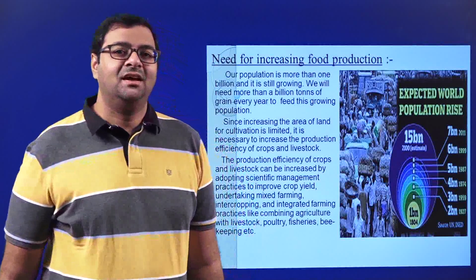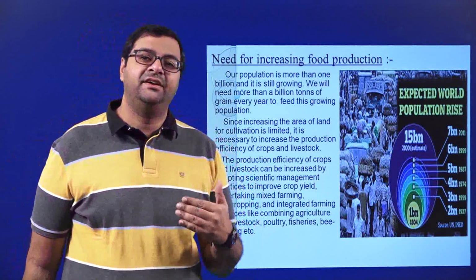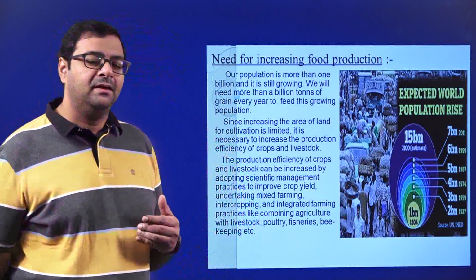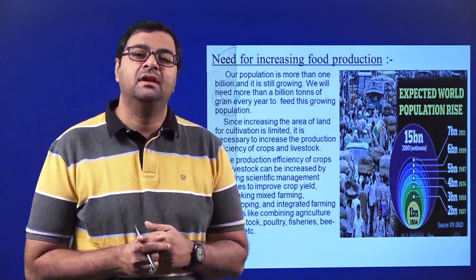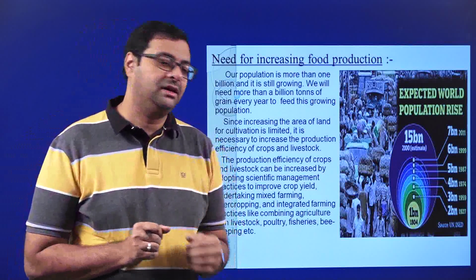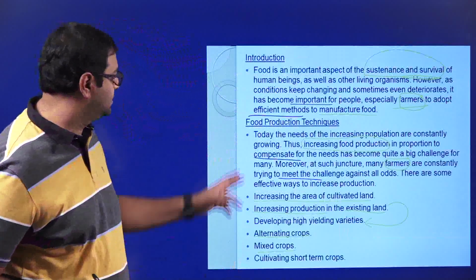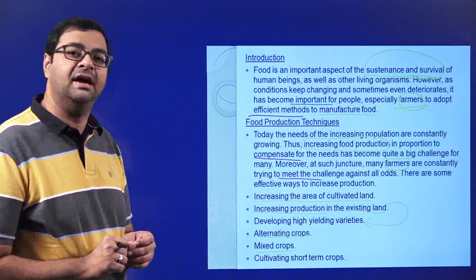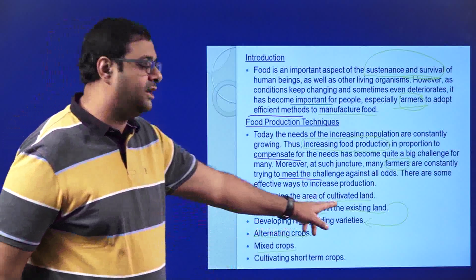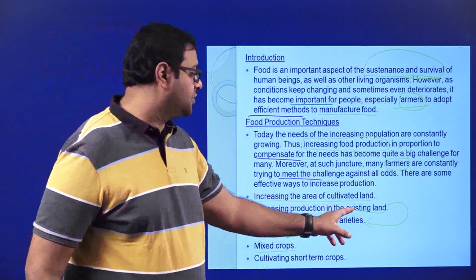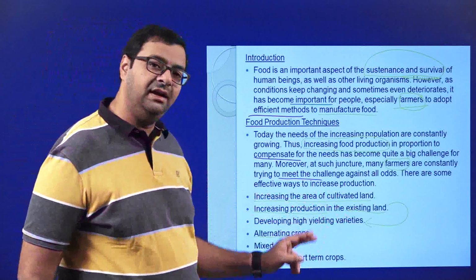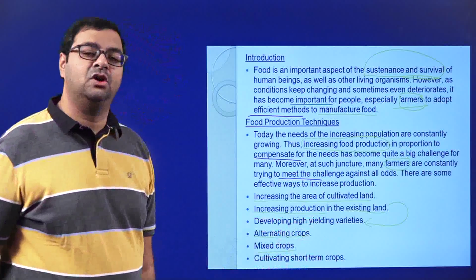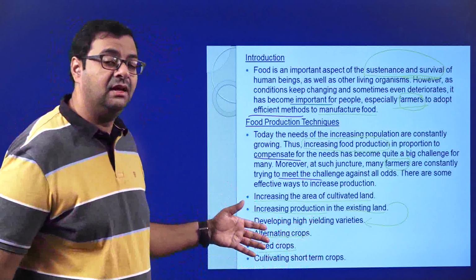Hello children. In the previous class we saw the introduction to challenges in agricultural production. We discussed 6 steps showing how food cultivation techniques are important for us. These are the 6 techniques we have seen: increasing the area of cultivated land, increasing the production in the existing land, developing high yielding varieties, alternating crops, mixed crops, and cultivating short-term crops. So this is what we have seen in the earlier class.